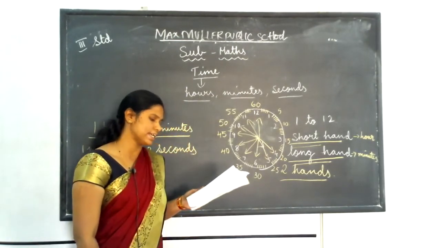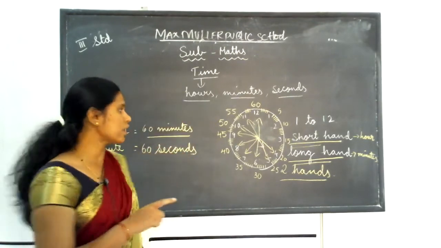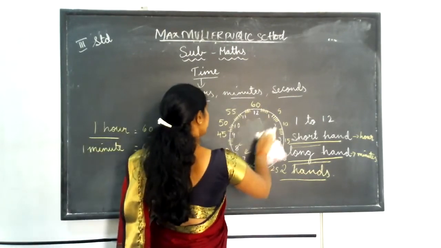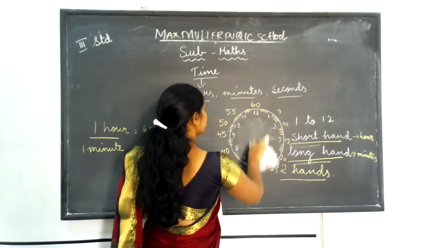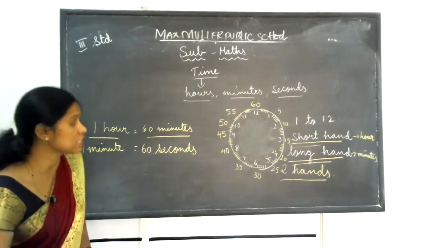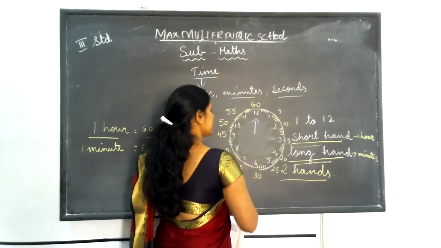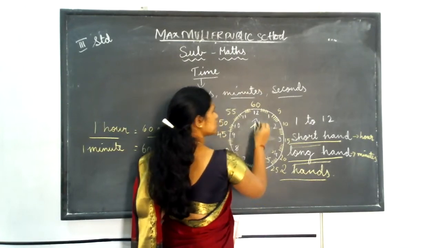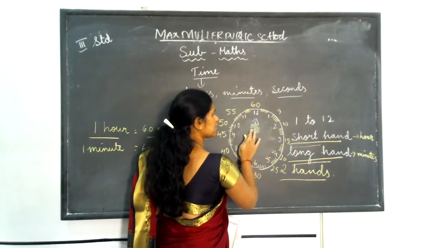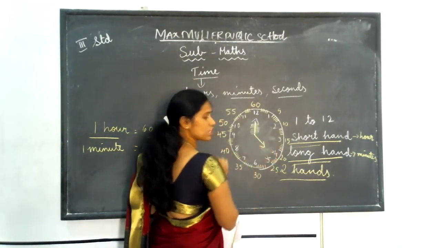The short hand takes 12 hours to complete 1 full round. So now here you can see. In the afternoon, you'll have lunch, yes or no? What is the time? 12 o'clock. In the afternoon, you'll have lunch at 12 o'clock. So what time will you go home? You will go at 4 o'clock, yes or no?